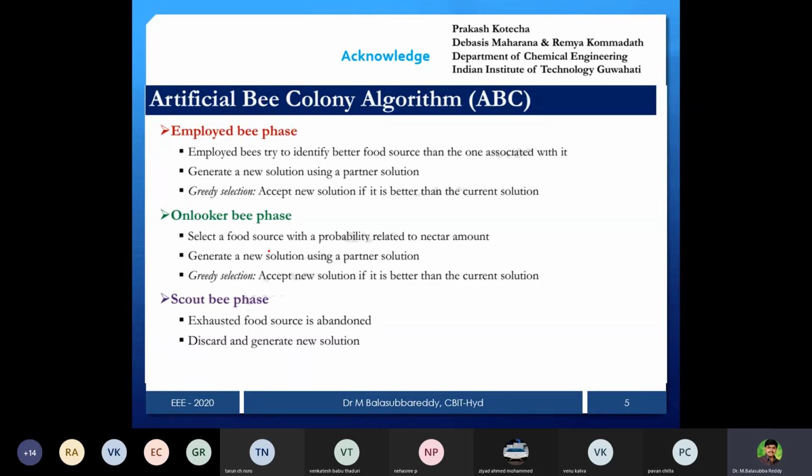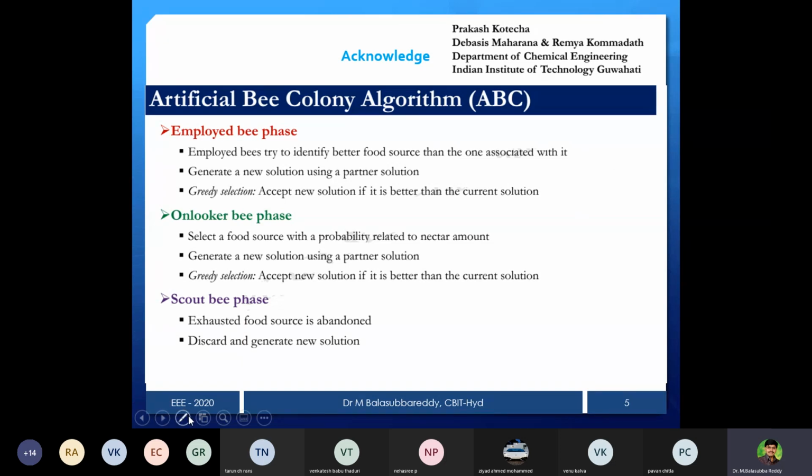So once there is a solution, while you are getting a new solution, we need one partner solution. The partner solution we have to select randomly. For example, there are 10 solutions. One of the solutions you choose randomly as a partner solution, and using that you will get one new solution.